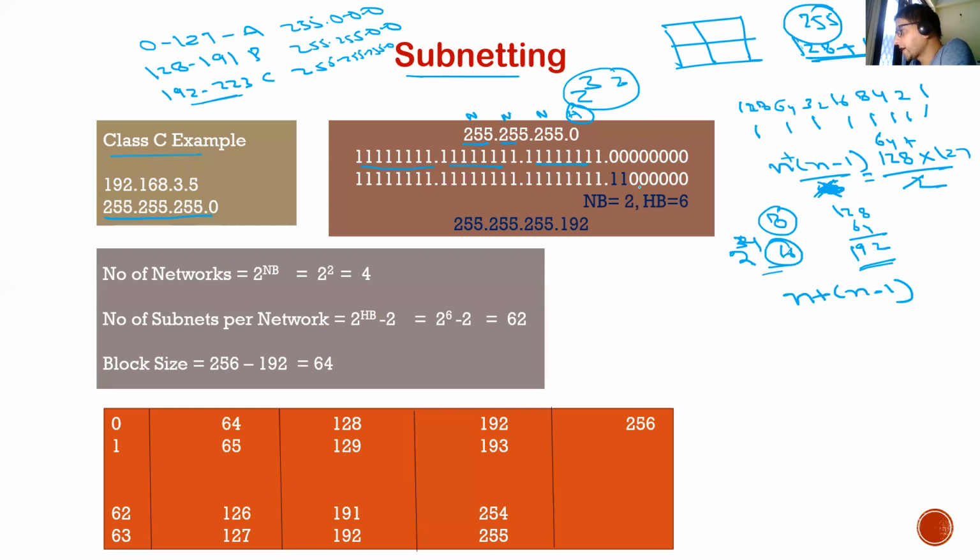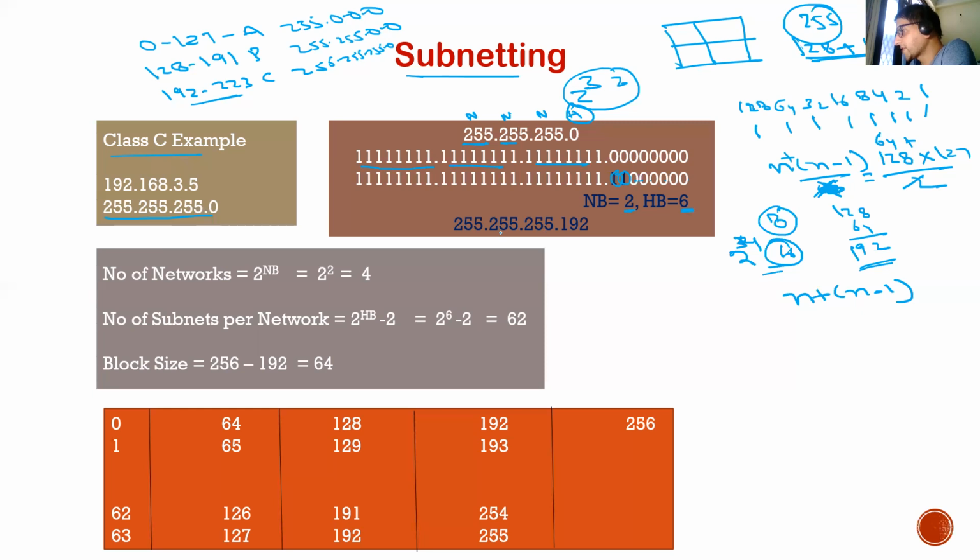So here, what I did, I converted two networks. So I'm left with 6 hosts. So these are network bits. This is a network bit, this is a network bit. So 2 network bits. And these are the host bits, 1, 2, 3, 4, 5, 6. So this is subnetting, converting host bits into network bits. So network bits are 2 and host bits are 6.